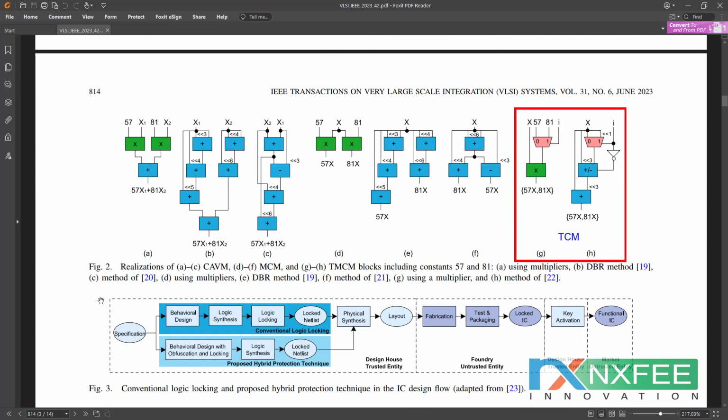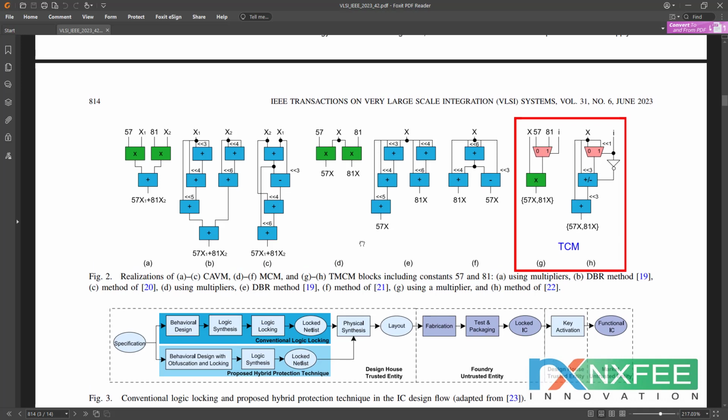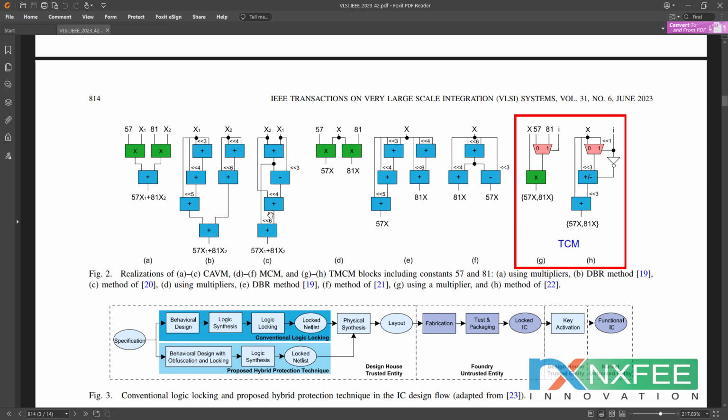Here are the realizations of CAVM, MCM and DMCM. MCM means multiple constant multiplier, and the architectures of CAVM, MCM and the transposed multiple constant multiplier were designed. Here is an example of the coefficient designs. The 57 and 81 are the filter coefficients. We need to add the form using x1 and x2, so x1 into 57 and x2 into 81 gives us x1 times 57 and x2 times 81.